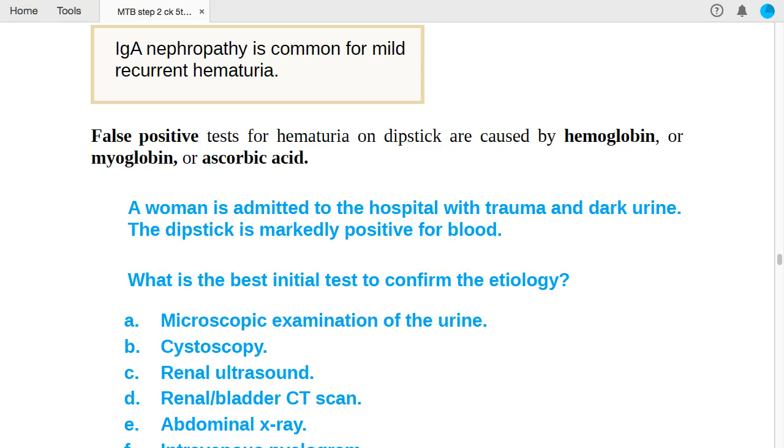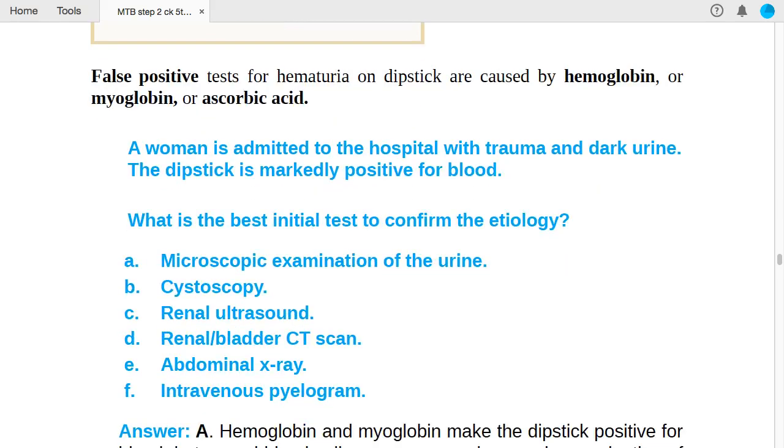A woman is admitted to hospital with trauma and dark urine. The dipstick is markedly positive for blood. What is the best initial test to confirm the etiology? Now, here it's a clear case of trauma, right? So how are you going to confirm the etiology? They are asking you the best initial test. The options are microscopic examination of the urine, cystoscopy, renal ultrasound, renal bladder CT, X-ray, or myelogram. Remember, in best initial, we will choose the lighter or the lightest one.